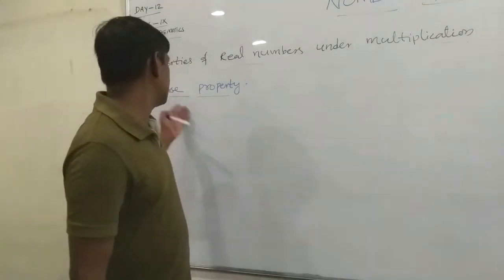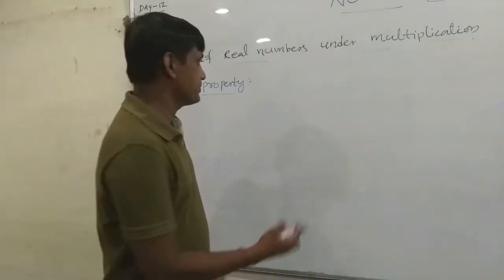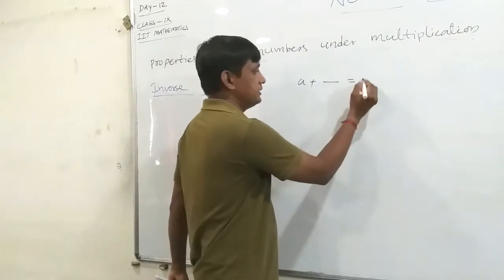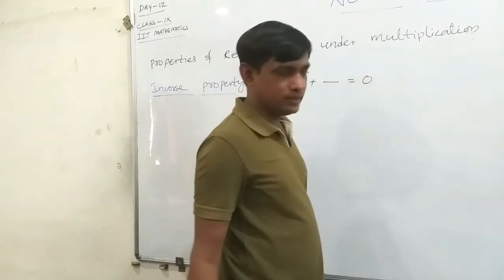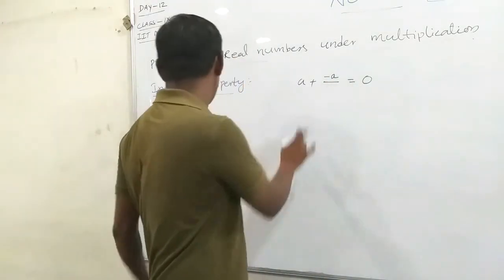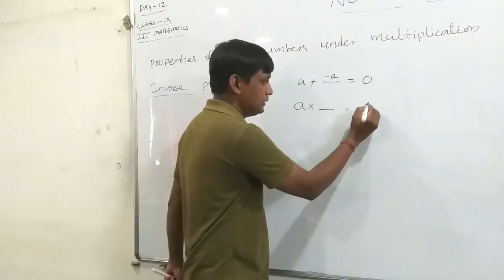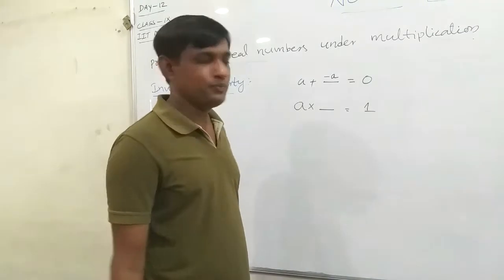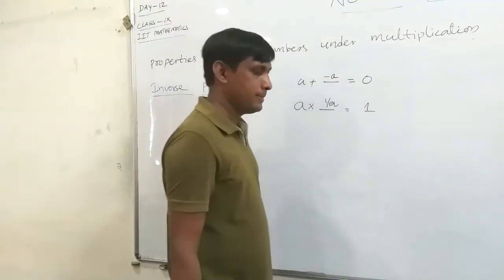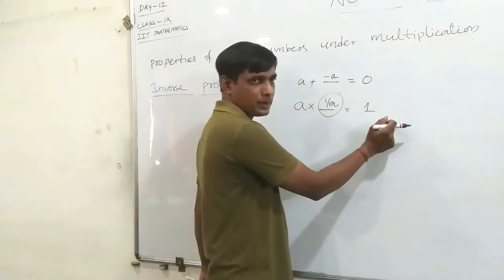Children, the next property is the inverse property. As we already studied in addition, when I am adding a plus something, I have to get the identity element, so I add minus a. In the same way, for the inverse property, a into something should be equal to the multiplicative identity, which is 1. Then how much do I have to multiply here? That is 1 by a. So this 1 by a is called the inverse.